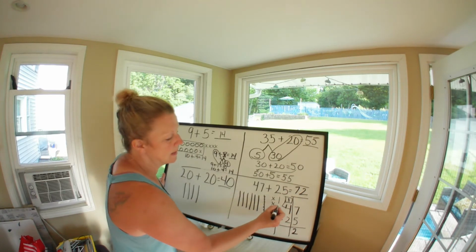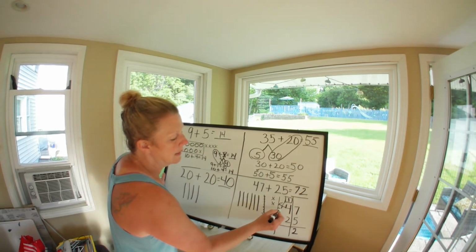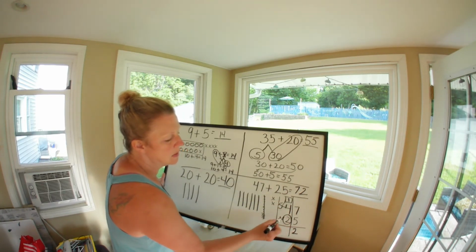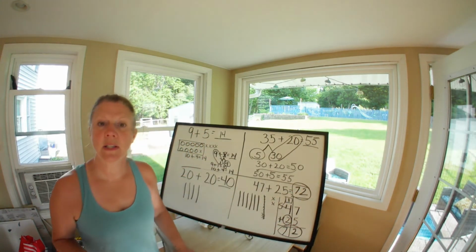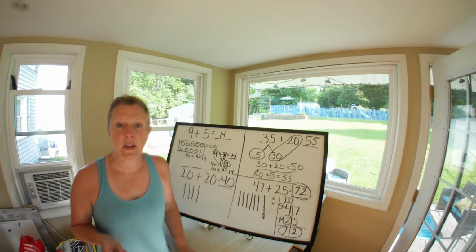4 plus 1 is 5. And 5 plus this 2 here, 5, 6, 7. 7. I just came up with the same answer I came up with here, which is 72. And that's how you solve that problem.